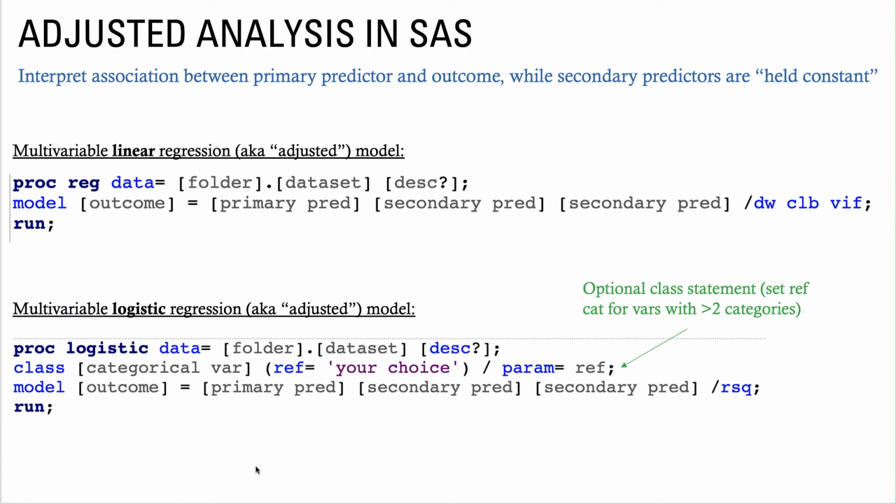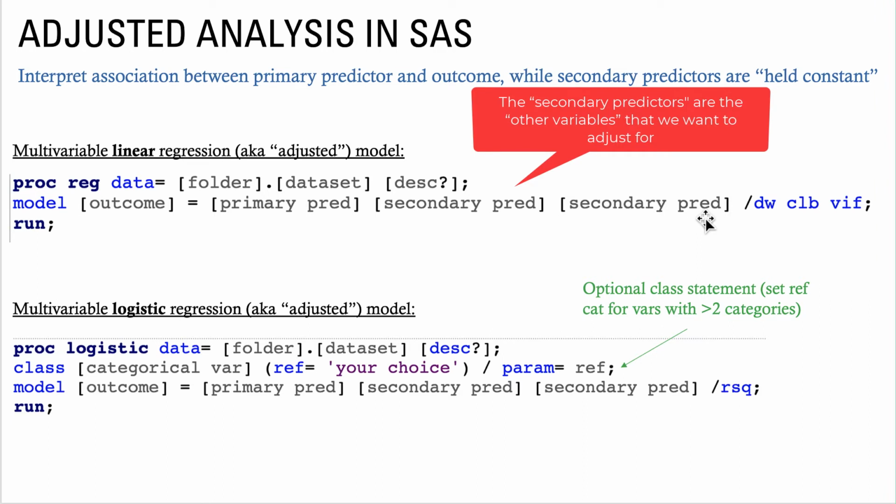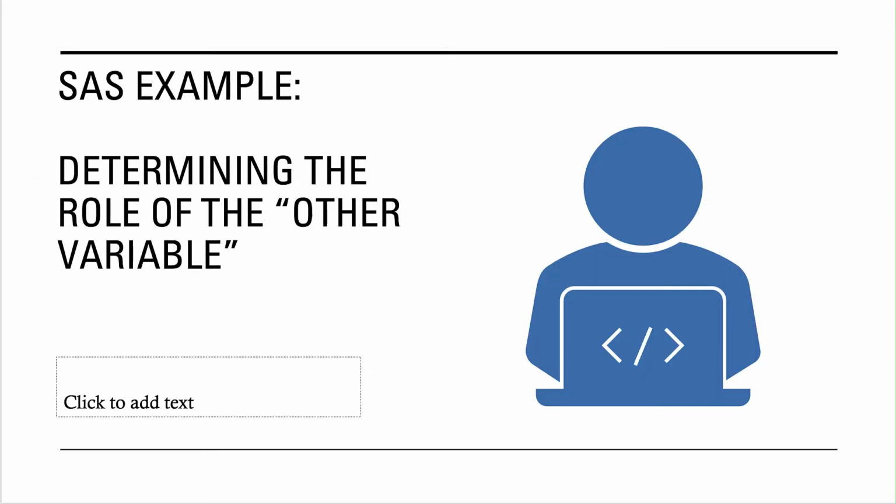And this should look pretty familiar because we've already been conducting adjusted analyses. You'll see the only difference from the crude model is that in addition to our primary predictor, also called our exposure, we have some secondary predictors. So now let's go to SAS and walk through how to determine the role of the other variable.